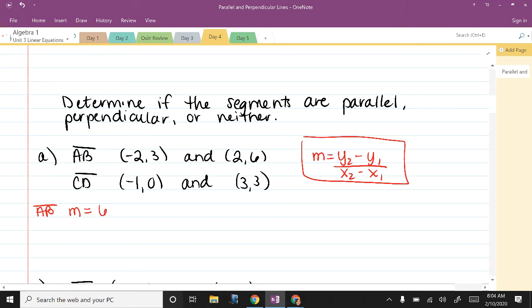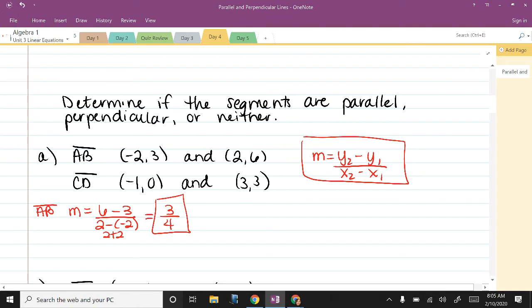6 minus 3, over, very good. And then I simplify. What's 6 minus 3? 3 over 2 plus 2 is 4. Will that simplify? No more. Okay, so 3/4 is the slope for segment AB.